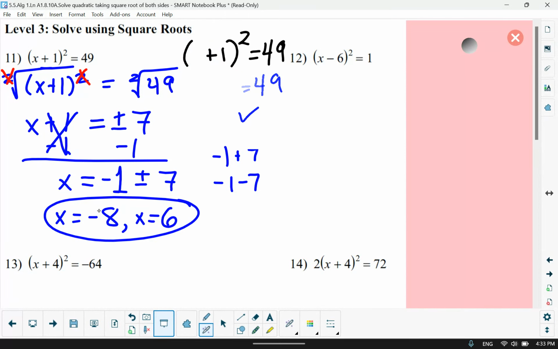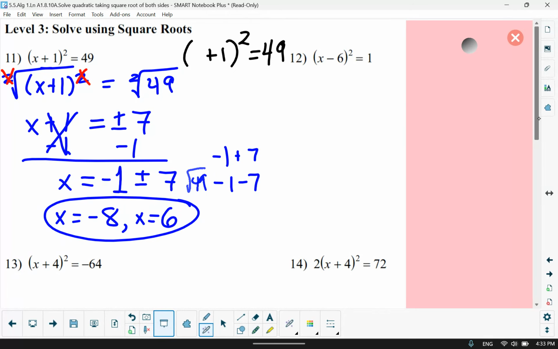Meanwhile, don't be intimidated by the negative. Substitute in negative 8. Negative 8 plus 1 is negative 7. Now, negative 7 multiplied by itself, a negative times a negative, is equal to a positive 49, which again makes a true statement. So this one has 2 solutions, negative 8, 6. Because that square root was rational, we did not need to leave anything in radical form.